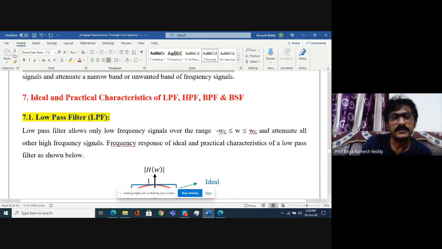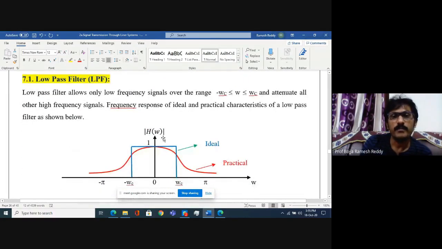Then coming to characteristics, what are the characteristics of low pass? See the magnitude, the ideal characteristics and practical characteristics. Already explained: the magnitude spectrum of a distortionless system is constant over the required band of frequency. Suppose a low pass filter allows low frequencies from minus omega c to plus omega c, where the gain of the system is constant, 1, by exact transmission. Output by input, output is equal to input, so output by input is 1. The gain of any distortionless system is 1 over the specified band of frequencies.